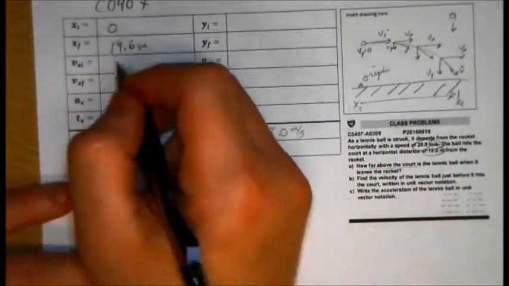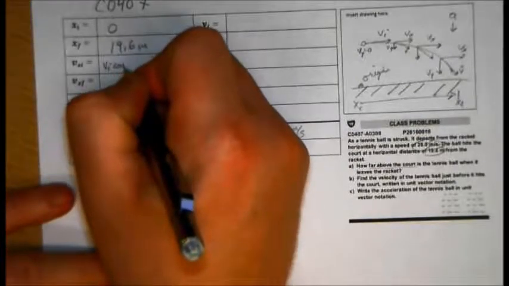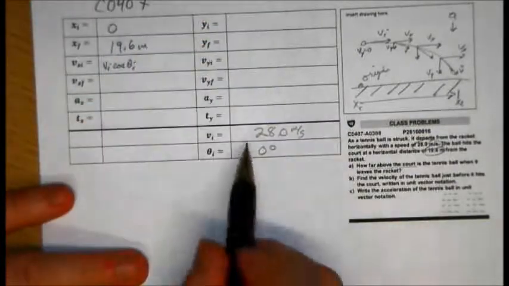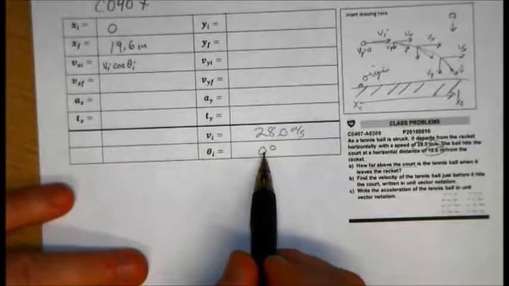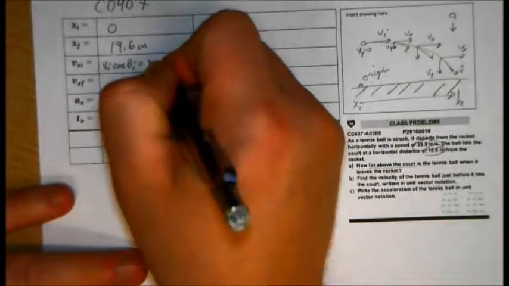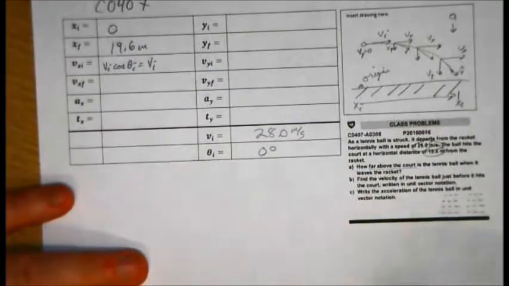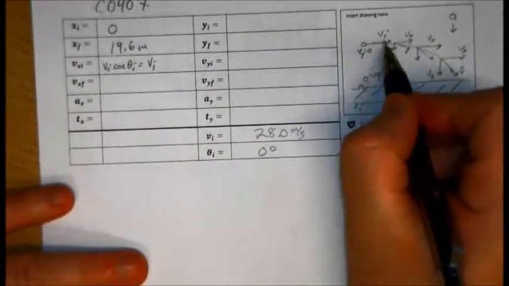So the initial velocity in the x direction is v initial cosine of theta initial. Well, cosine of theta initial is just cosine of 0 degrees. Cosine of 0 is 1. So this just equals v initial, which should make sense to you because the initial velocity is completely horizontal. There is no vertical component.